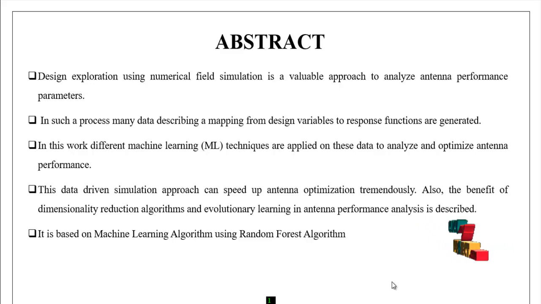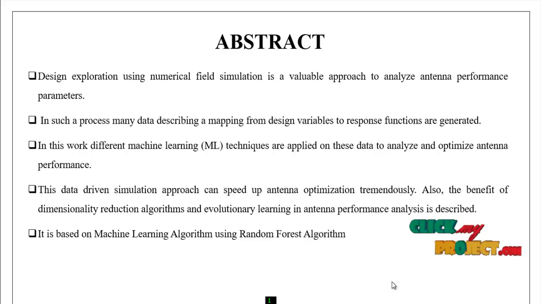So in this project, the main concept of the abstract is: antenna parameter wise, how much gain will be acquired. We are using machine learning techniques. So in such a large amount of data, describing the mapping from the design variable to the response of the function or generator. In this work, different machine learning algorithm techniques are applied to analyze the data and then the antenna performance. So this antenna is derived simulation wise.